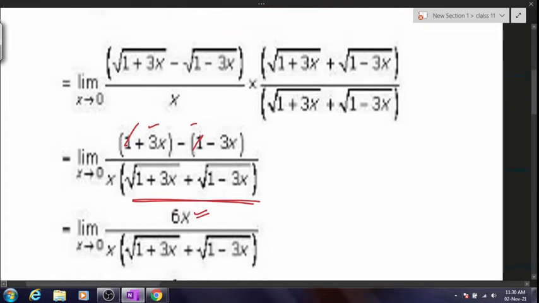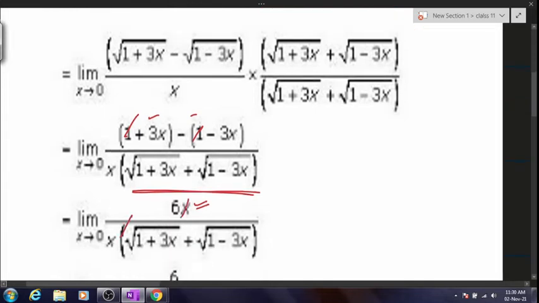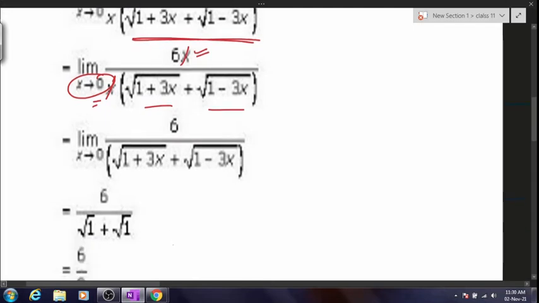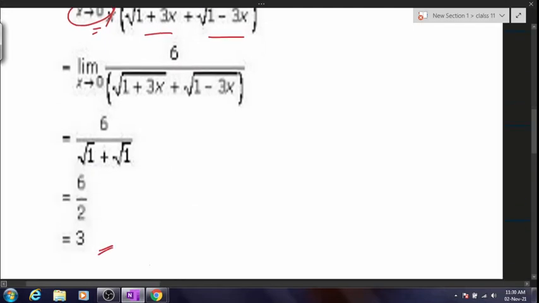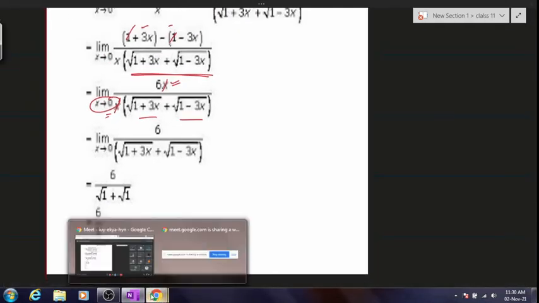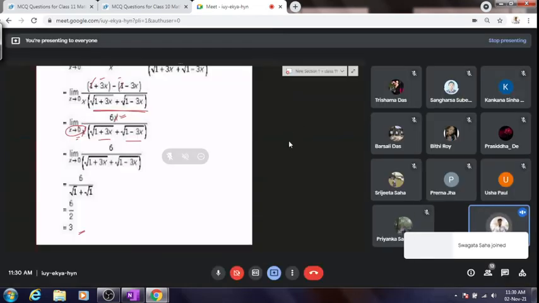Now this x will get cancelled off, and then you put the value of x tending to 0 in the function. You will be getting the answer as 6 by 2, which is 3. I hope it's clear to everyone. Yes or no? Kindly confirm.